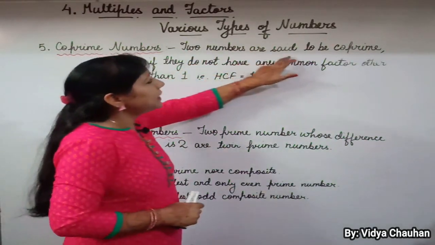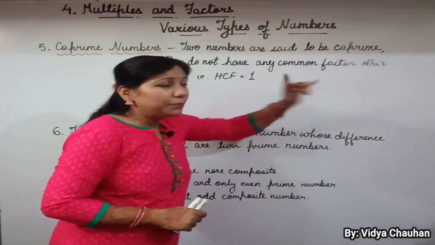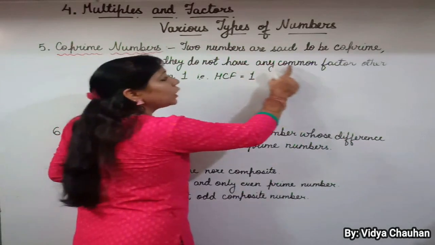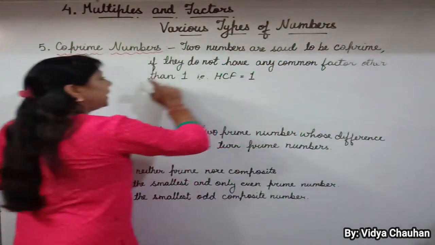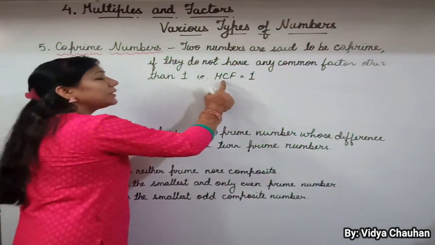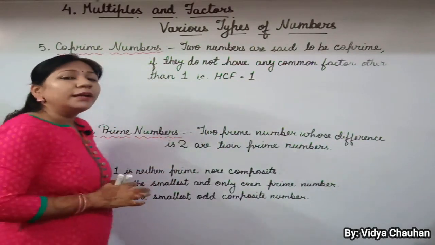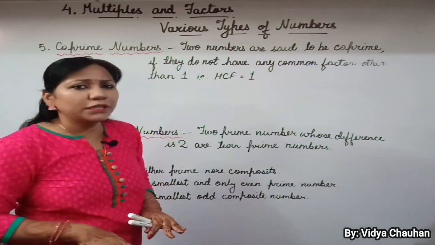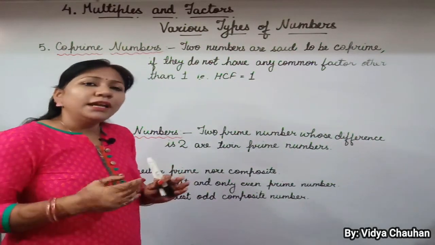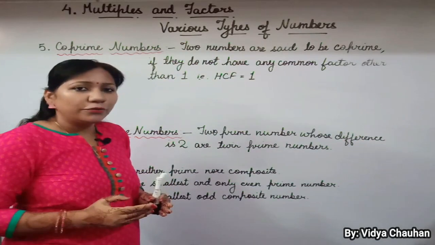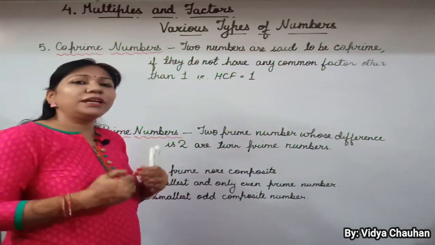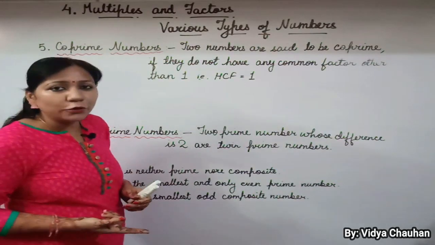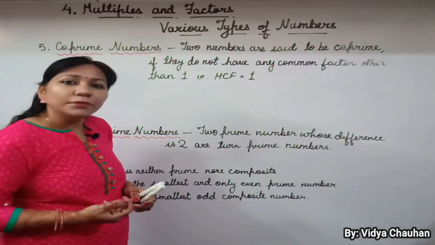Two numbers are said to be co-prime if they do not have any common factor other than 1, which means their HCF should be 1. So if there are any two numbers, they may be prime or composite numbers. Any type of numbers, if there are two numbers and by finding the factors we get a common factor only as 1, then the numbers are said to be co-prime numbers.